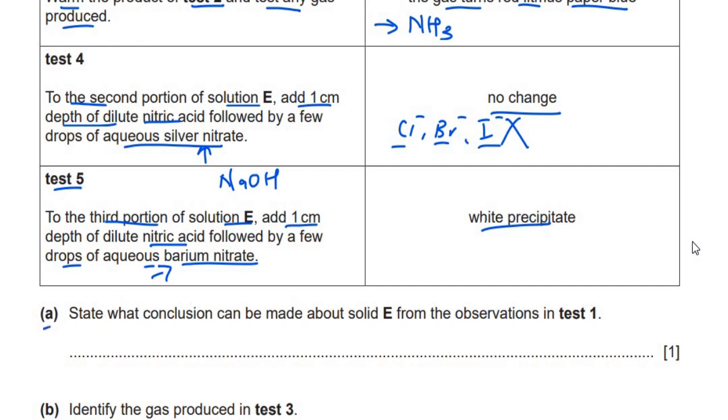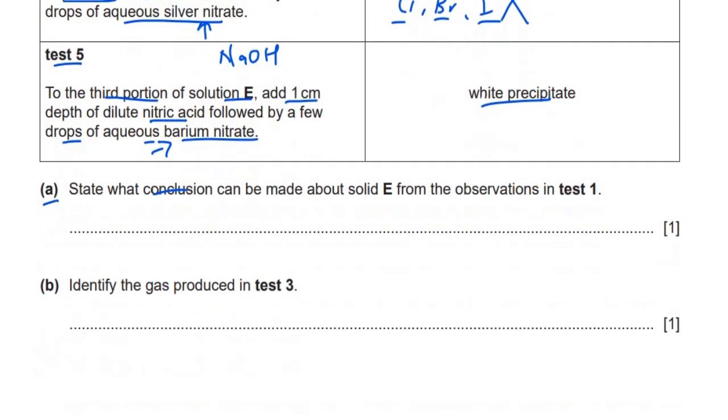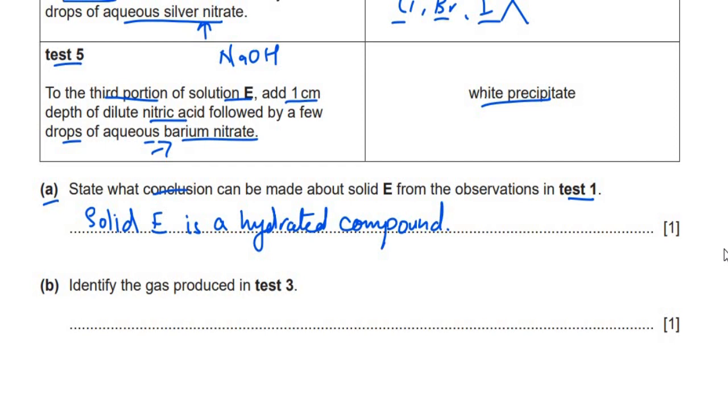So let's go ahead with question A. State what conclusion can be made about solid E from the observation in test 1. In test 1 we have heated and obtained steam and water droplets on the top of the tube. So here we can say that the solid E is a hydrated compound, or we can also say it contains water molecules. That also we can write. It's one and the same thing.